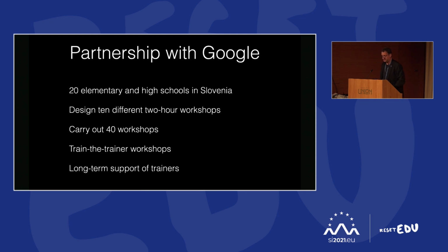Okay. So these are not only the ideas that I'm showing. Currently, we're partnering with Google. We would like to have this kind of courses in 20 elementary and high schools in Slovenia. We would like to design 10 different 2-hour workshops and execute them, so altogether 40 of them within the next year. We would then like to train the trainers, because I think this is essential, right?